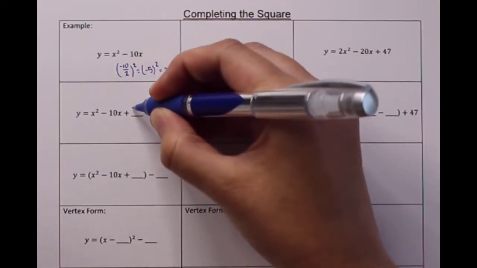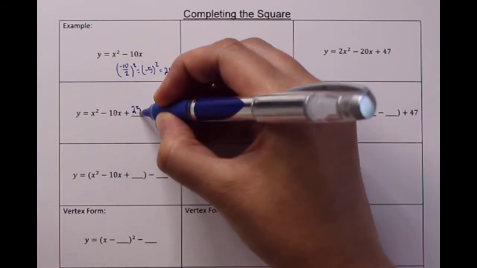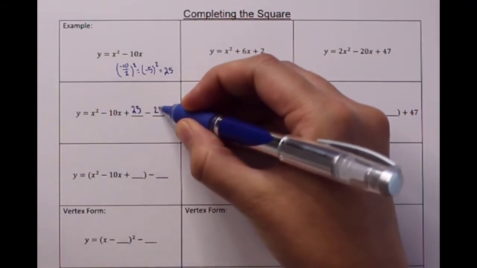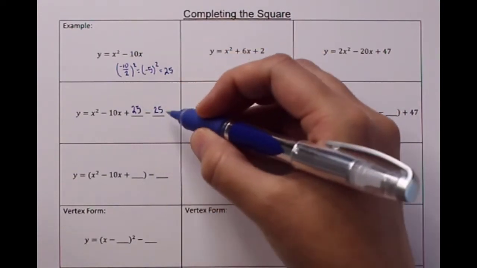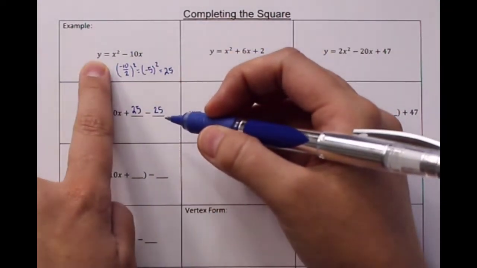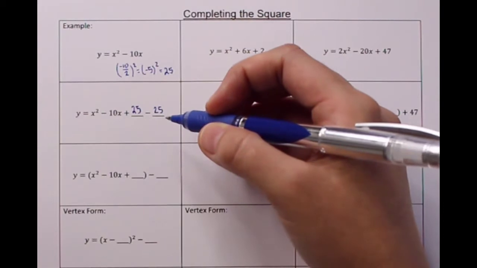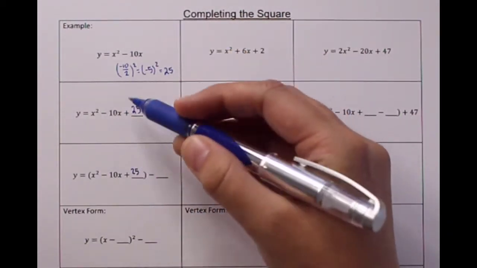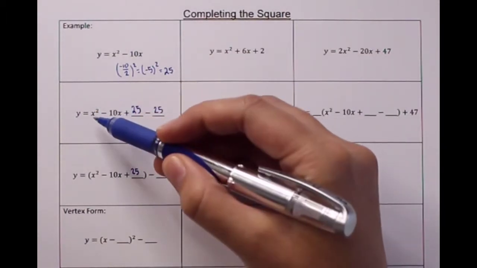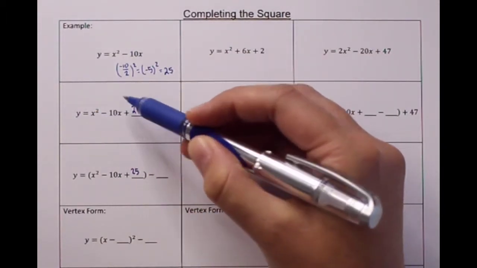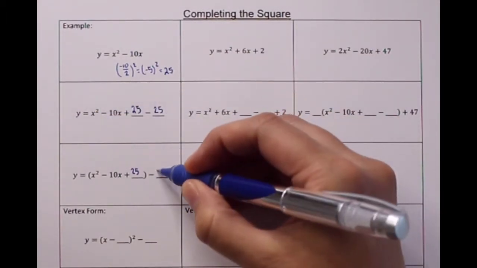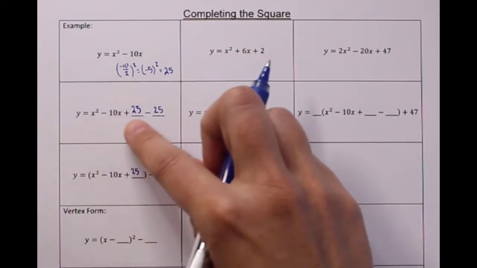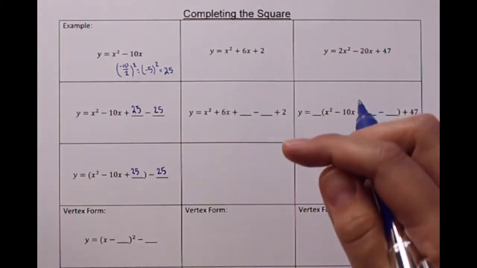Okay? And then we can't really change the equation, so what we do to account for that is we take away whatever we add. If we're going to add 25, if we take it away, it's going to get us back to where we started. Okay, but we added it for a reason. We added it so that we can factor this trinomial, 3 terms, 1, 2, 3, very nicely. The extra 25 that we took away in the back here, it's just to account for our original equation.